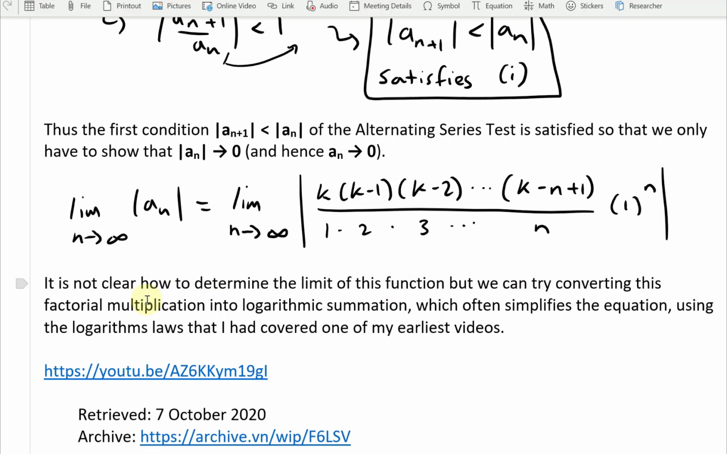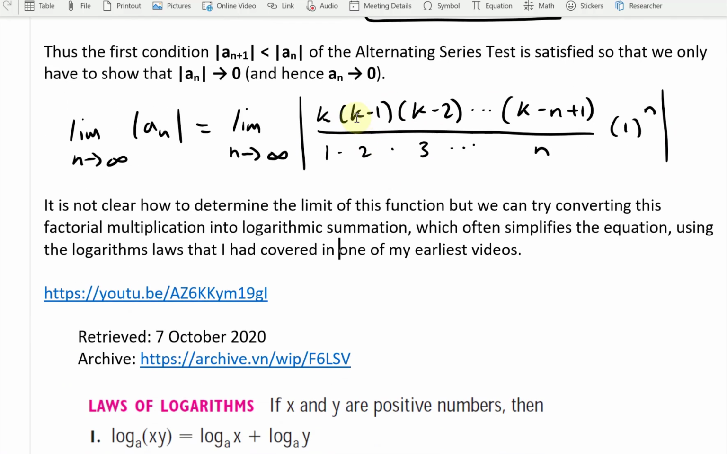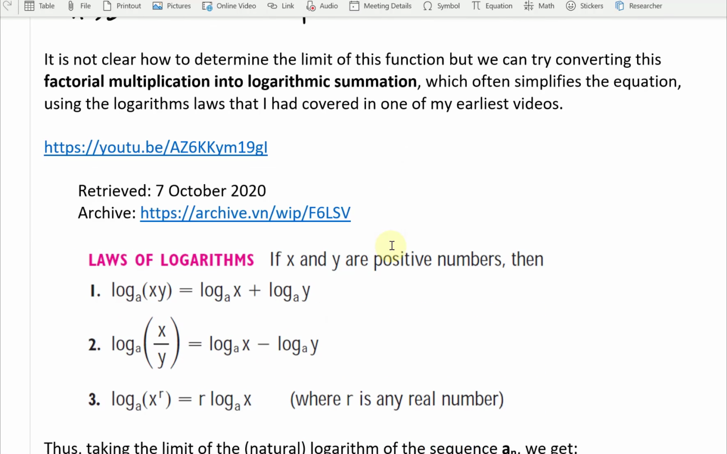But we can try converting this factorial multiplication into a logarithmic summation. Notice how these just line up like that, which often simplifies the equation using the logarithmic laws that I covered in one of my earliest videos. So if we take the logarithm of this, and take the limit of the logarithm of this one, we could convert this multiplication into summation. So we can convert factorial multiplication into logarithmic summation. So recall my earlier video.